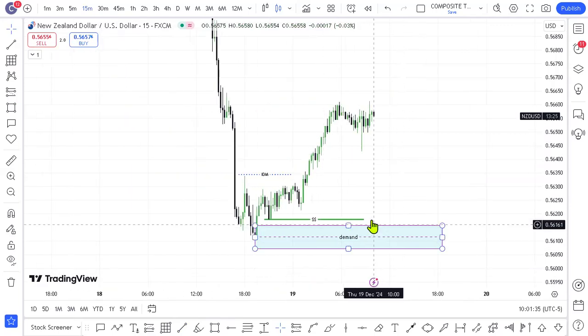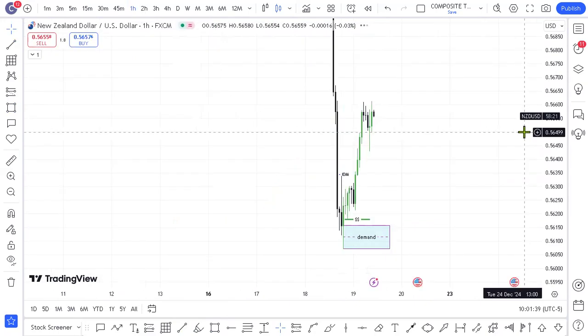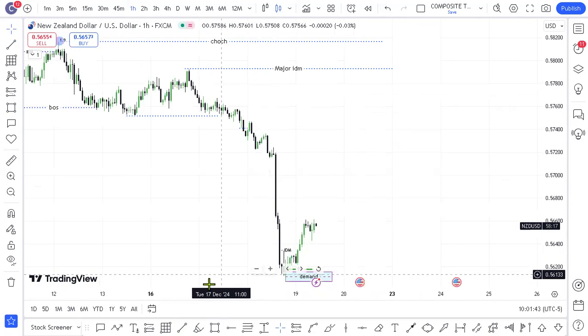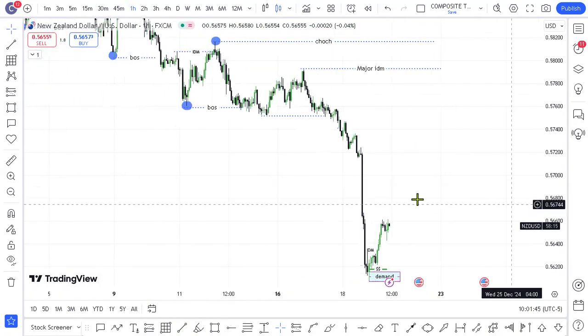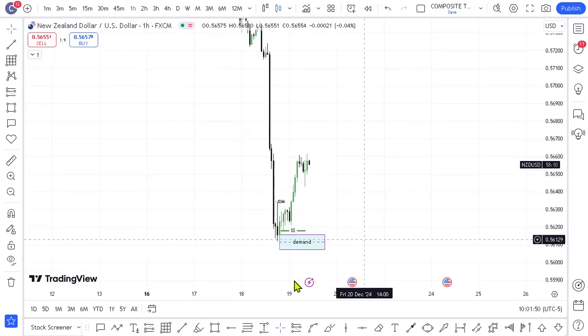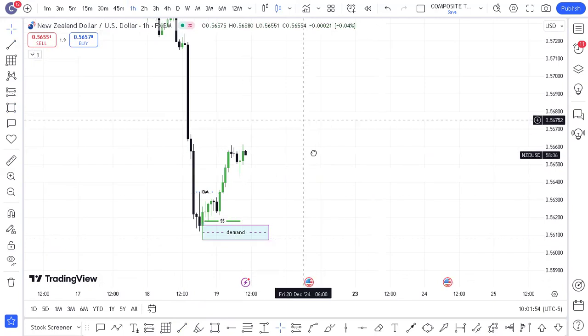If not, if it doesn't come here, then I'll prefer to wait until I get that change of character before I buy. So my bias is that I'm bullish, but the market will do anything. This is just speculation. We'll wait to see what will happen. Otherwise, I'll make a video about fundamentals on the same, then we'll see what we can do at the end of the week.